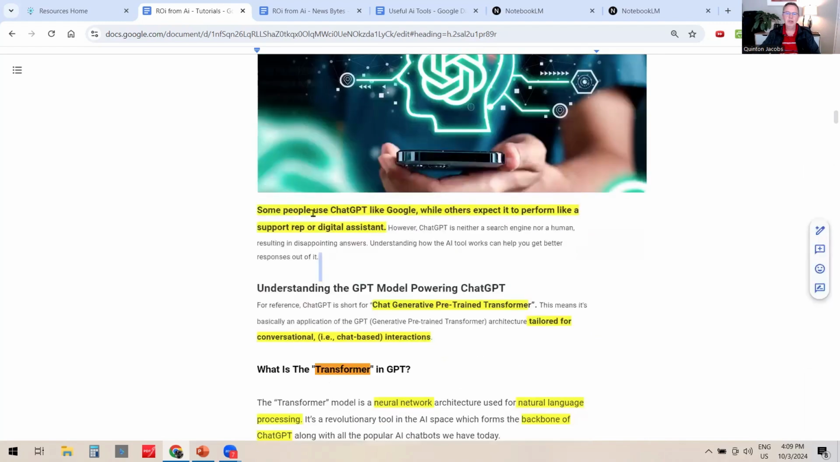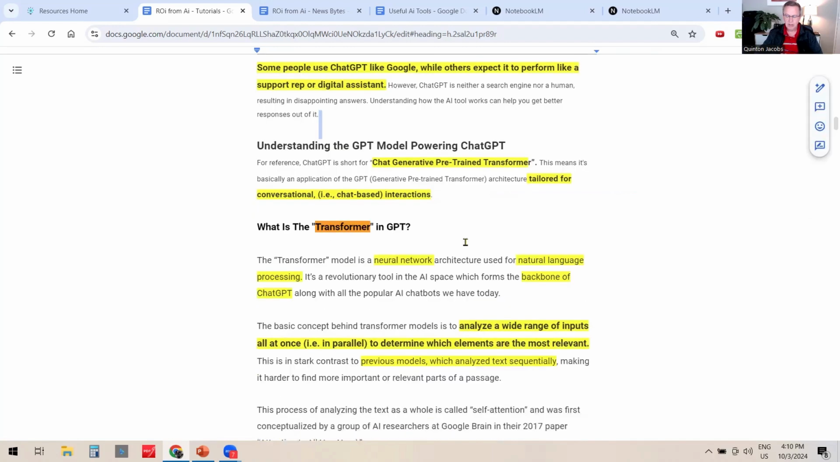So this comment here says some people use ChatGPT like Google, while others expect it to perform like a support rep or a digital assistant. But it's actually neither one of those. In this case, it applies to all the other large language models as well, but we're just picking on ChatGPT. If you see how it works, you'll understand how to prompt it better.